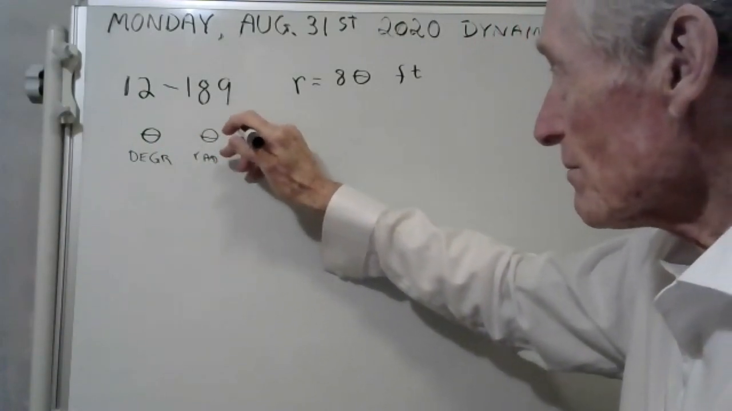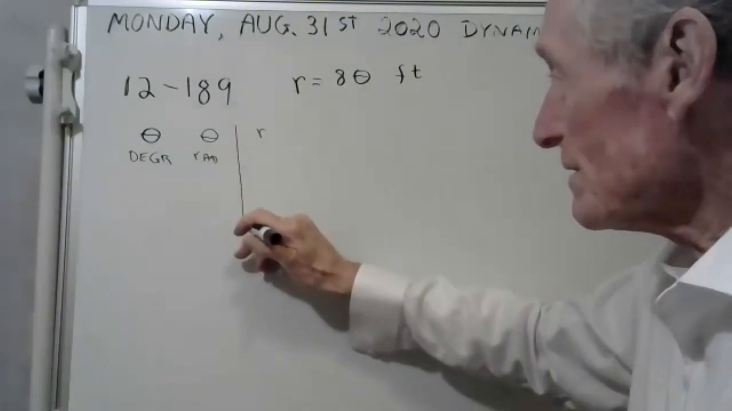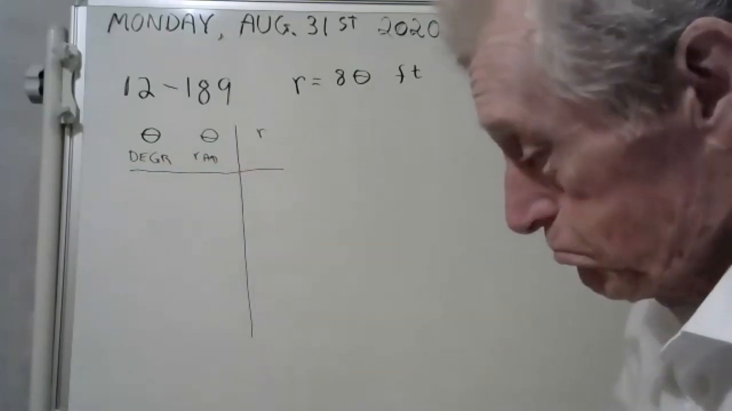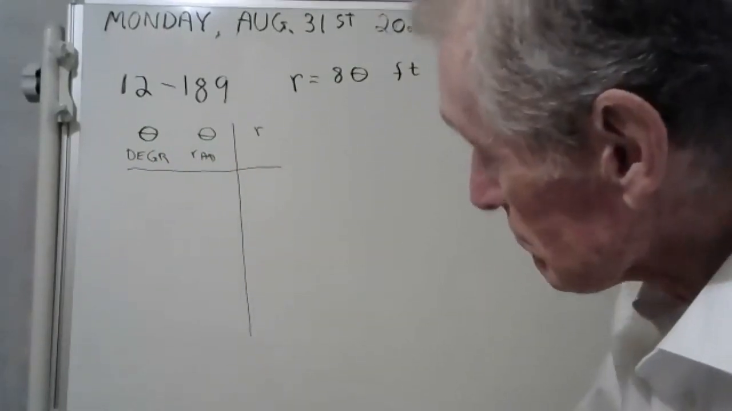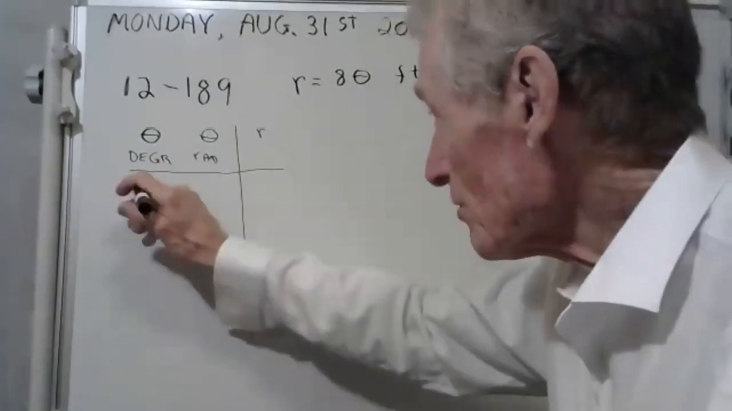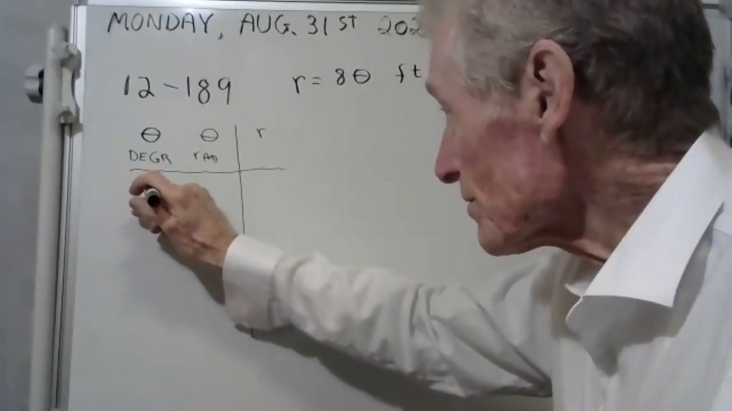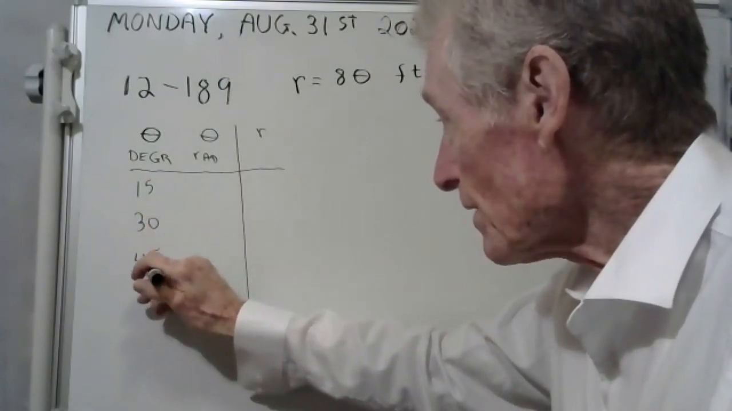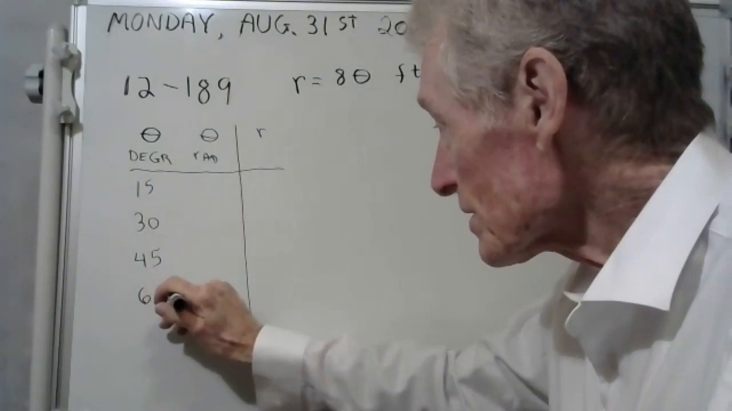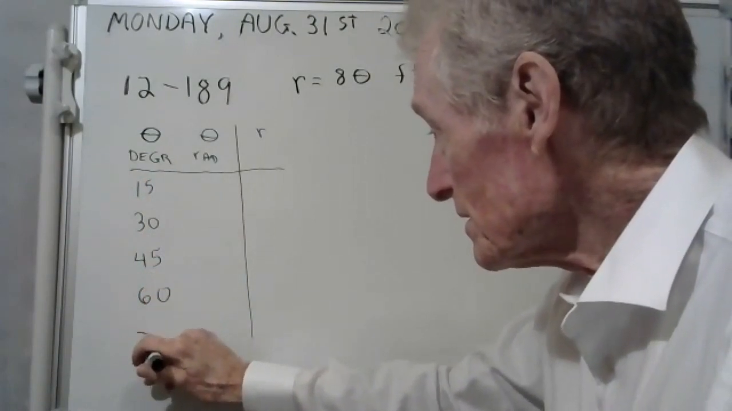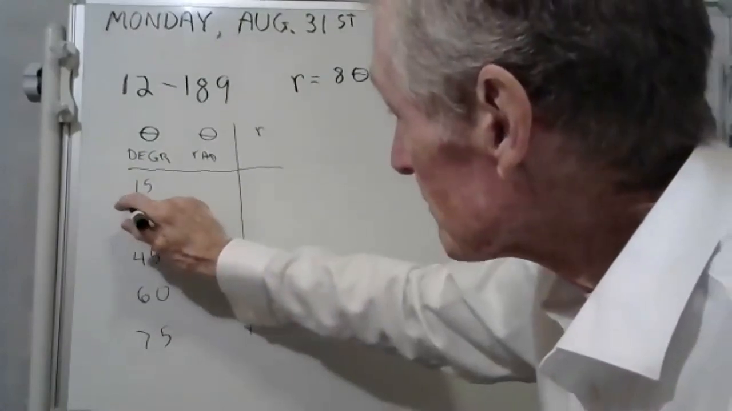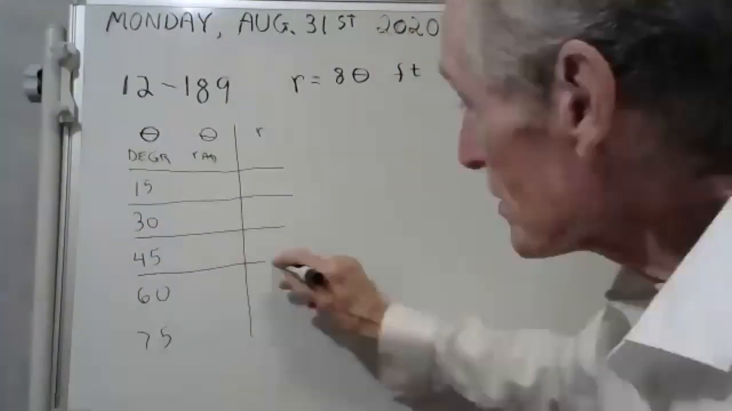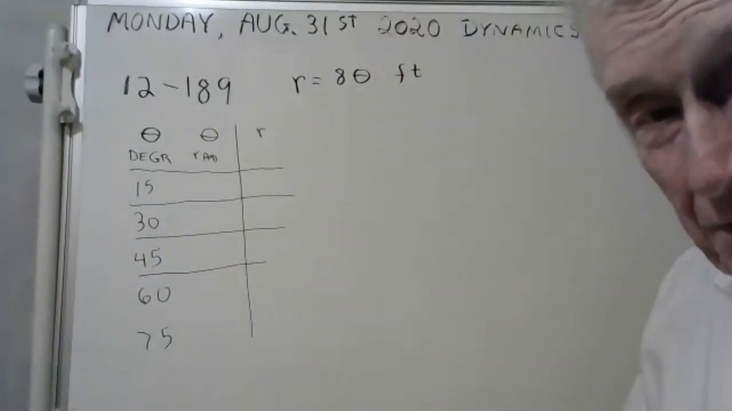And R. Here we go. We're going to make a little table here. I don't know, maybe 15 degrees, 30 degrees, 45, 60. Well, that's enough. And we're gonna plot this thing up carefully. We're gonna measure it. I got a ruler. Look, we're gonna measure this thing.